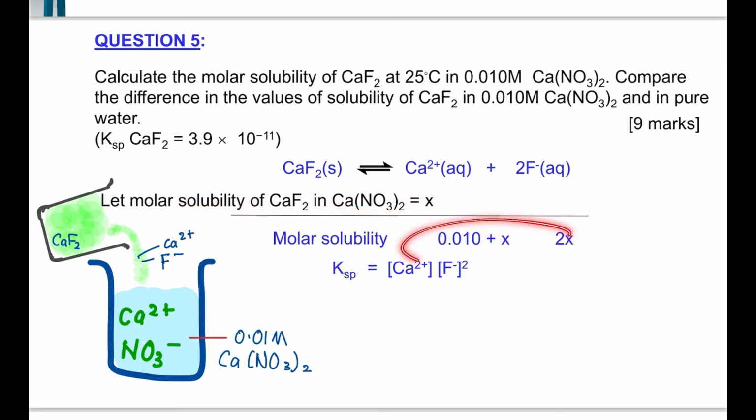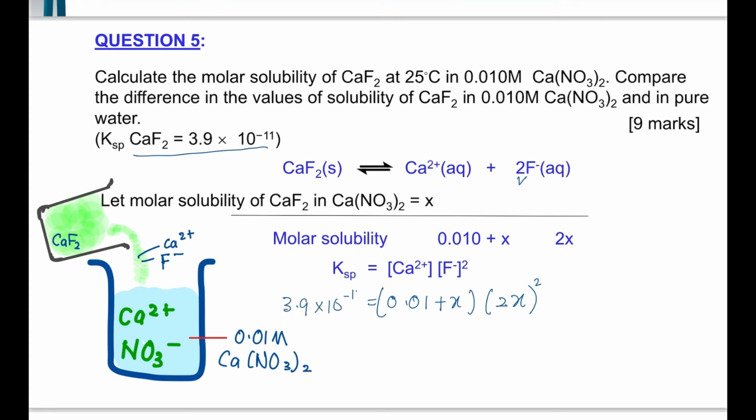Right, now let's substitute this value to find the molar solubility, which is the value of X. So let's find the value of X by substituting into the KSP expression. Okay, the concentration of calcium is 0.01 plus X times 2X to the power of 2, because the stoichiometry coefficient is 2, it's equal to the molar solubility, and the KSP is given as 3.9 exponent negative 11.